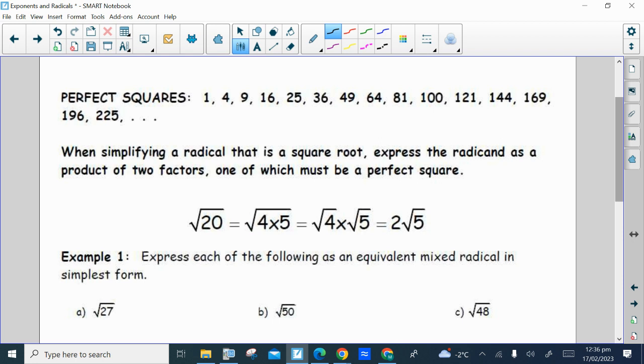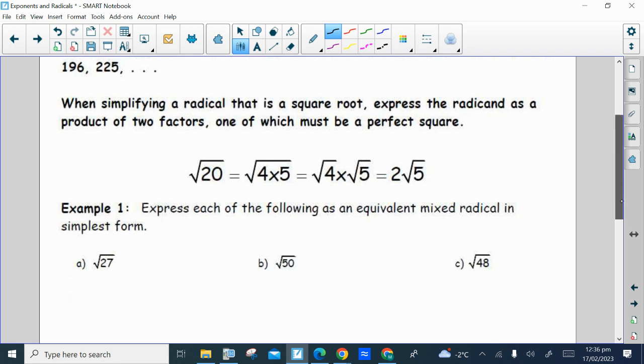So what we have there is a partial list of the first 15 perfect squares that exist. But that list goes on forever and ever and ever. And when you simplify a radical that is a square root, we need to express the radicand, remember, the radicand is the number under the radical, as a product of two factors. Factors are things that multiply together. So you're looking for two numbers that multiply together to get whatever number is under the radical. But the key is one of those must be a perfect square.